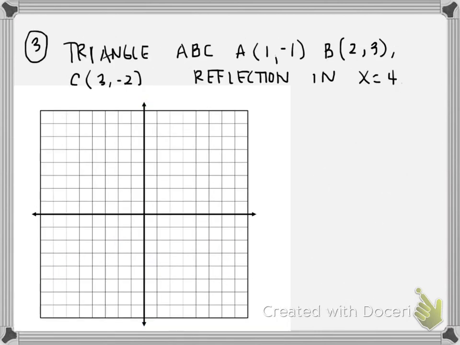Let's do another one here. Okay, so triangle ABC, where A is at 1, -1, B is going to be at 2, 3, and C is going to be at 3, -2. Okay, so this is my A, B, C.